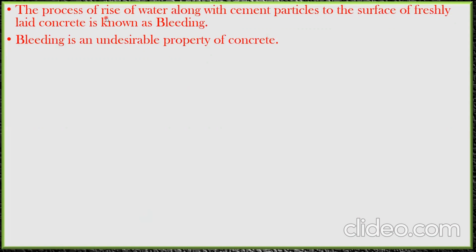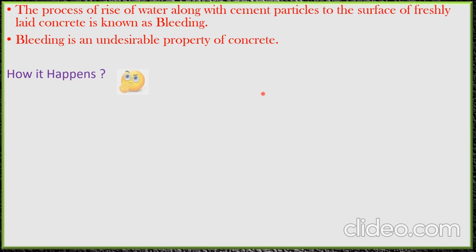The process of rise of water along with the cement particles to the surface of a freshly laid concrete is called bleeding. Whenever there is a rise of water, along with the water a certain amount of cement particles also comes to the surface of freshly placed concrete. We call that bleeding. Bleeding is an undesirable property of concrete. Undesirable in the sense we don't want that property, but somehow it comes with the concrete.